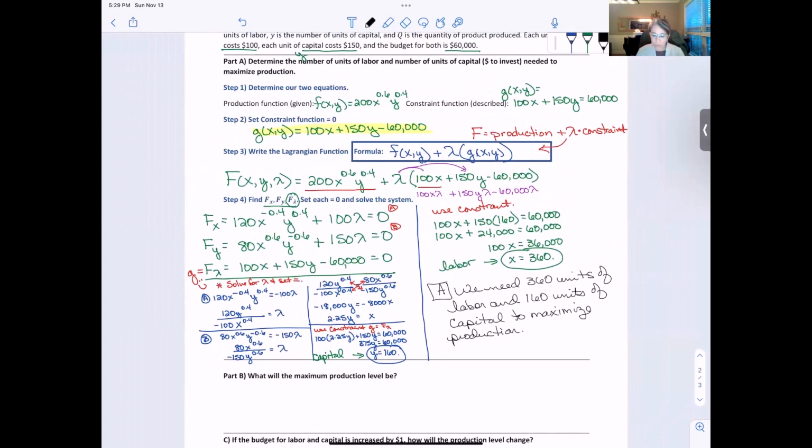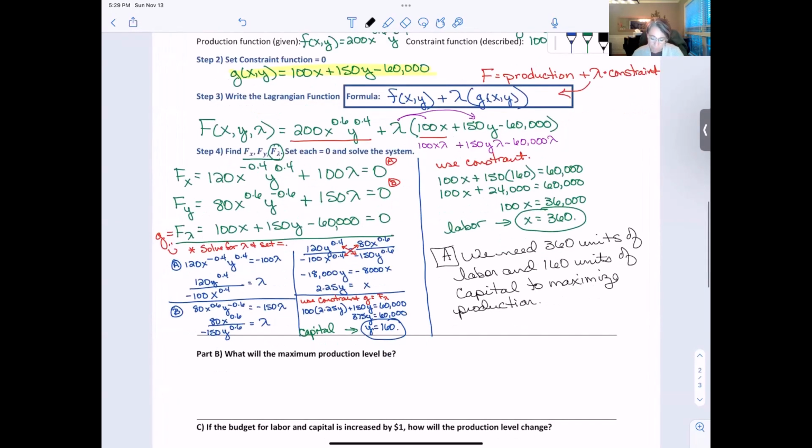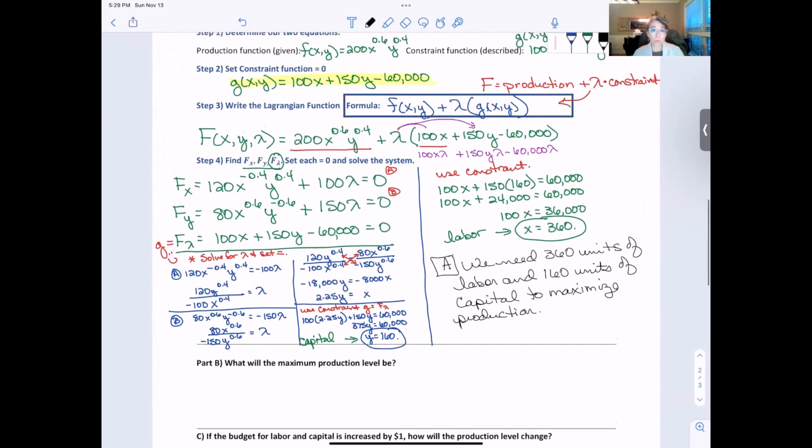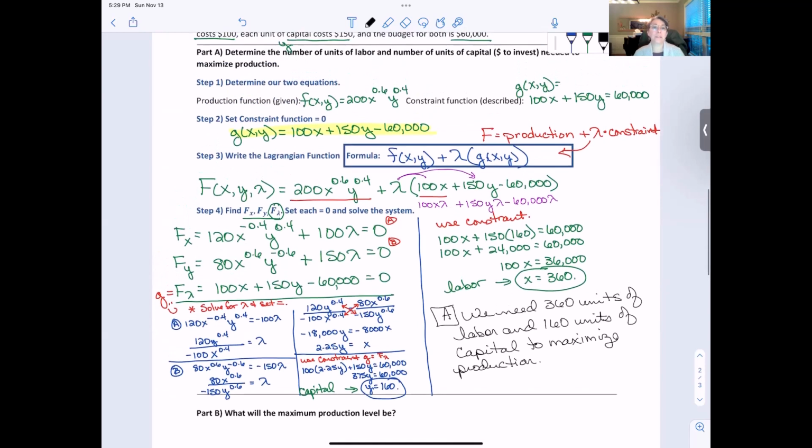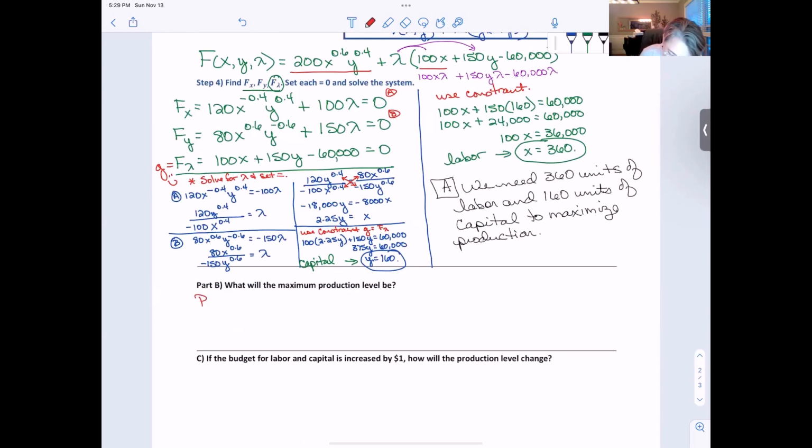Yeah, determine the number of units of labor, number of units of capital or money to invest that's needed to maximize production. In part B, it's asking, what will that maximum production level be? Well, remember, we have a production formula. It was given. So we're going to plug into the original production function. And that was given, f of x y, I think it was 200 x to the 0.6 and y to the 0.4. So we're going to plug in 360 for x and 160 for y.